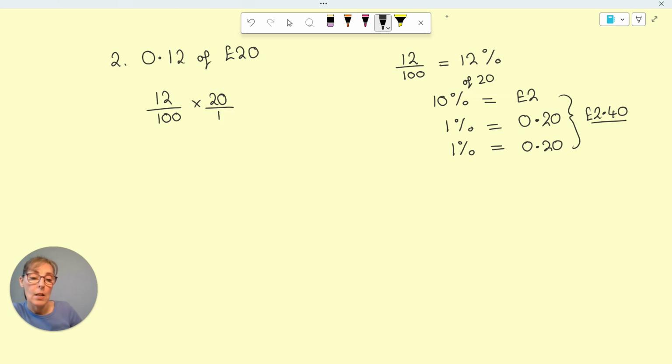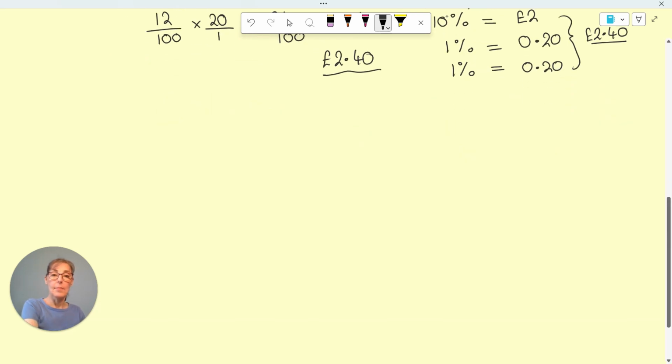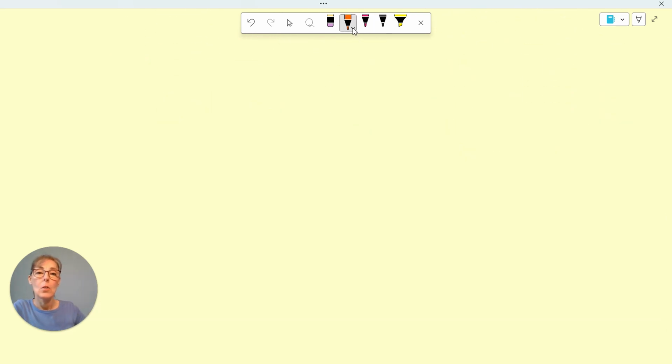If I were to go to this side to do it, 12 times 10 is 120. So 12 times 20 is 240. 100 times 1 is 100. And 240 divided by 100 is 2.4, which in money is £2.40. These are quite tricky. Okay, number 3.